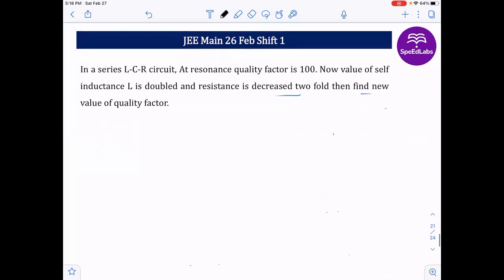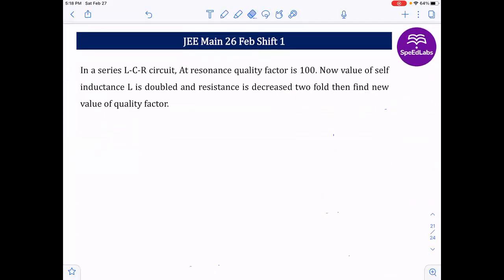Clear? Now they are saying the resonance quality factor is this. The quality factor of the circuit is given by Q is equal to omega naught L by R. Simply, omega naught is 1 by under root LC, so Q is root L divided by RC. Now they are saying if L is doubled and resistance is decreased. So the initial value will be under root L divided by RC.